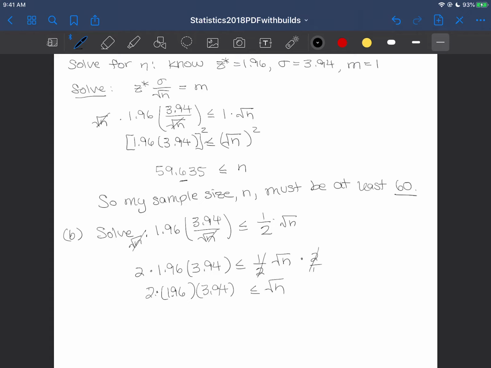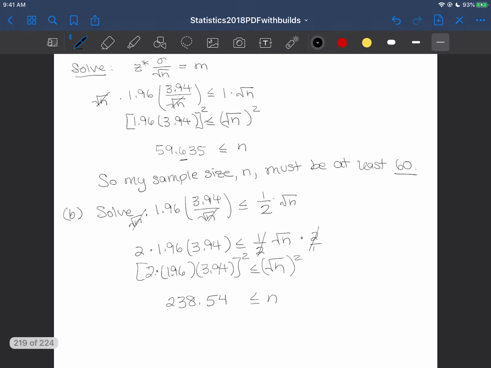And now, since the square root of n is by itself on the right side, I'm going to square both sides. All right, so go ahead and plug that into your calculator. I get 238.54 is less than or equal to n. And again, remember that we're going to round up to the next integer. So n must be at least 239.